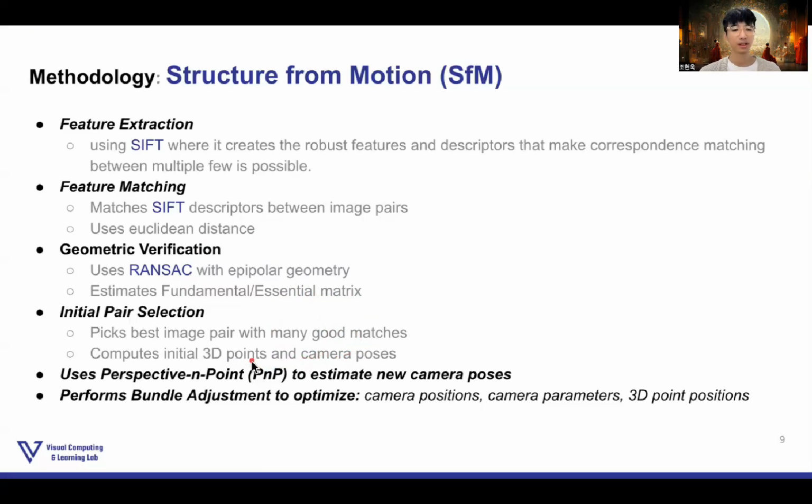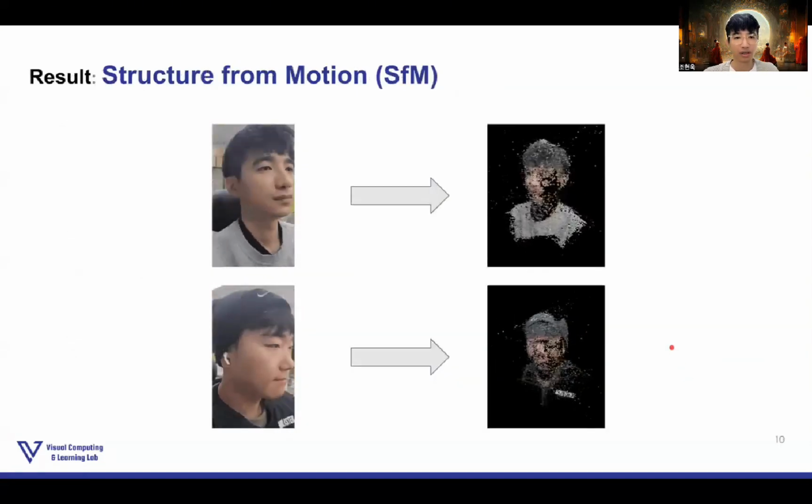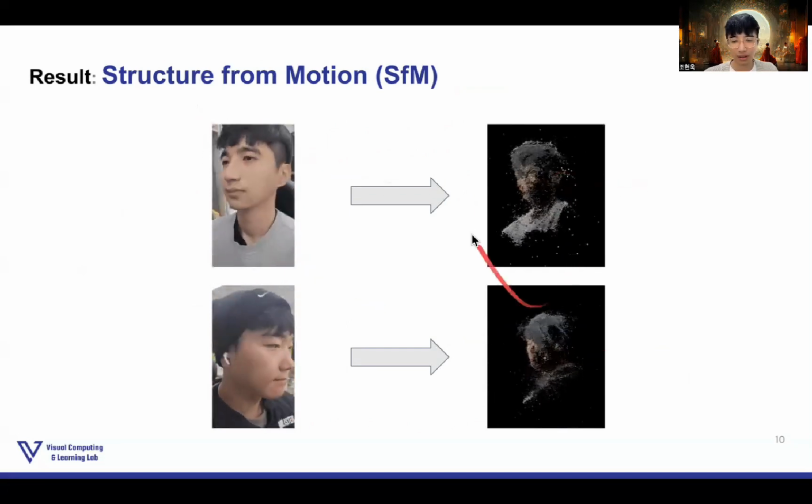After we do the initialization, this is the step where incremental reconstruction happens, starting from the base pair. We do PnP on the next images sequentially to estimate the new camera poses. But of course, there's always going to be error in the estimates. So to minimize the error, we do bundle adjustment to optimize the camera positions, camera parameters, and the 3D positions. So this is the result of our structure from motion. This is our input, and this is our output.